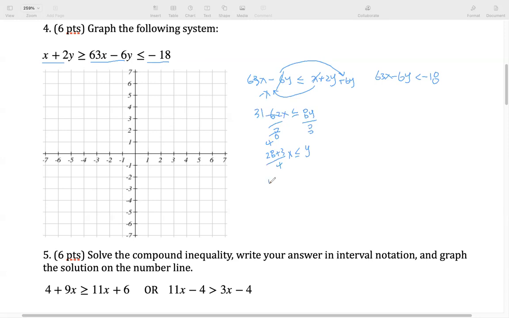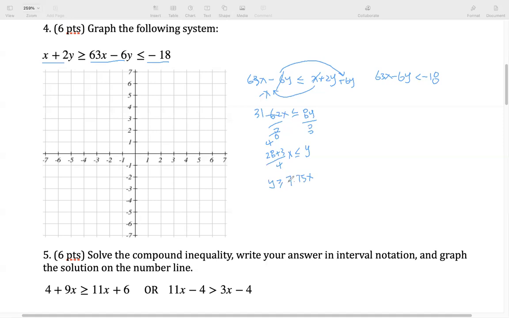So usually we write y first. So y is greater than or equal to, well, 28 divided by 4, that's 7, plus 3 divided by 4, 3/4, right? We can think as 7.75x, or just leave the number 31 over 4, x.